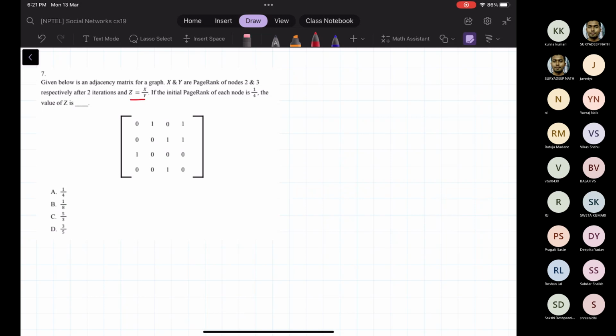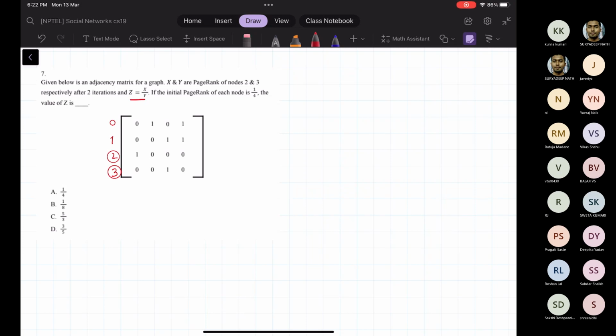The nodes are numbered like this: node 0, node 1, node 2, and node 3. So basically we'll have to find out the page rank of 2 and the page rank of 3, and then we'll be able to find out what Z is.